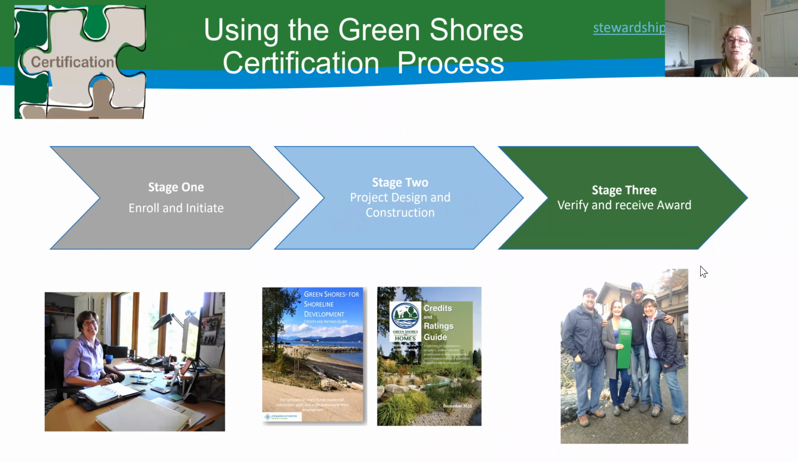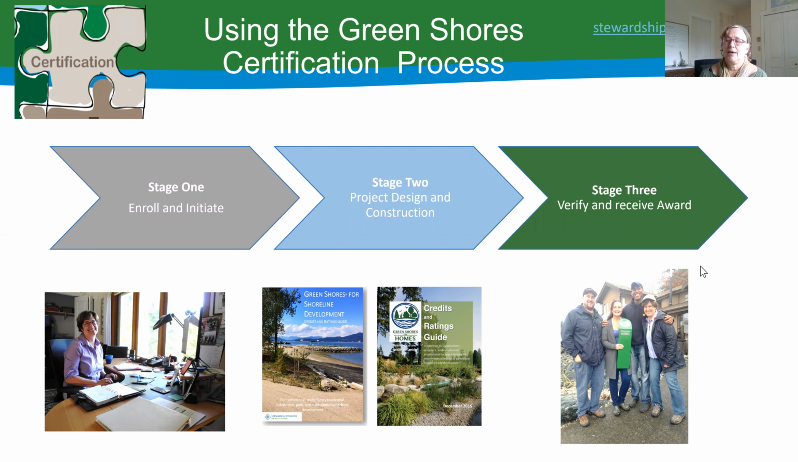So how do we use the Green Shores certification process? Basically, the intention of the two credit and ratings guides are to influence design. So in order to do that, you need to, in stage 1, enroll and initiate. Say that you want to do a Green Shores project. Then you receive the template for recording the information about the project, as well as receiving the guide. And then the intention in stage 2 is to use the appropriate guide, based on which type of project you've got, to maximize the number of credits that are applicable to the project and maximize the number of points.